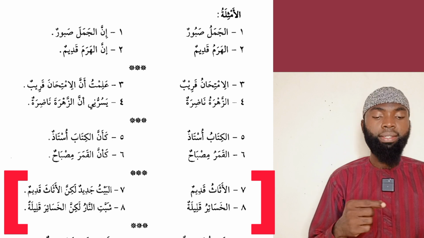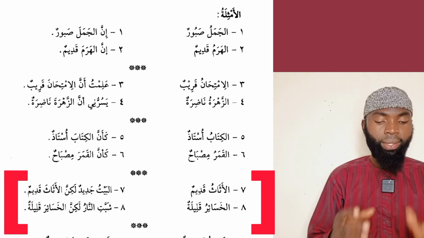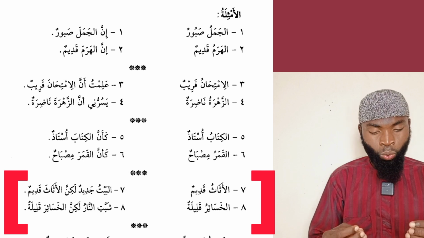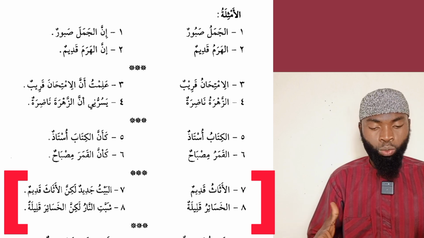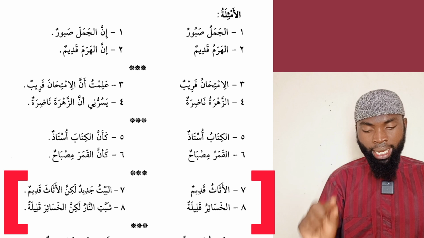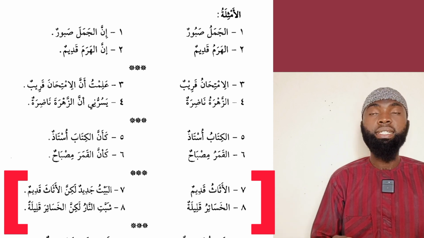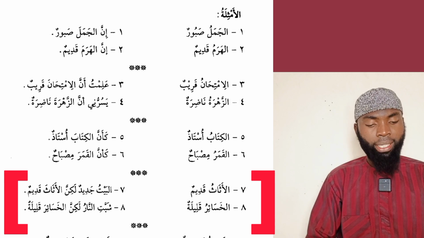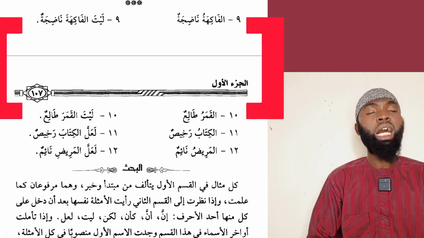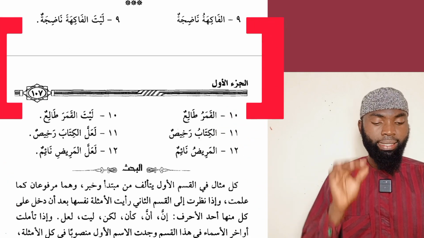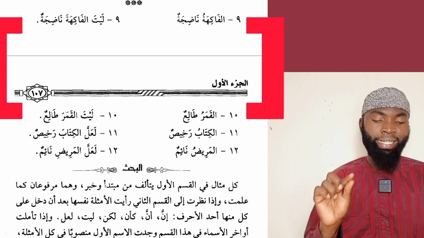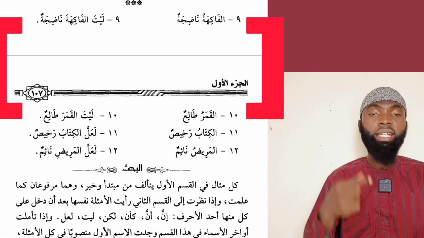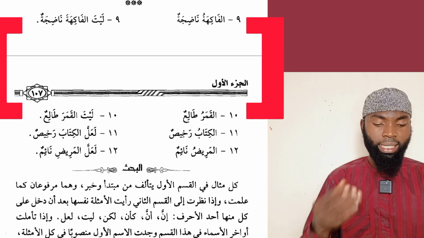Number eight, we have al-khasairu qalilatun. The loss is small. We have shabbatin naru. The fire broke out. Lakinna al-khasaira qalilatun. But the loss is small. Number nine, we have al-fakihatu nadijatun. The fruit is ripe. And we have layta al-fakihata nadijatun. I wish the fruit were ripe.